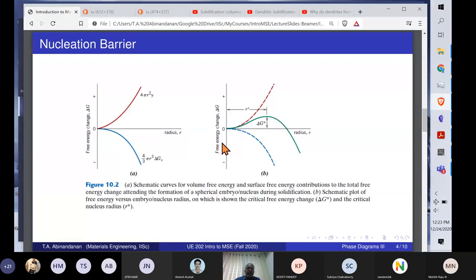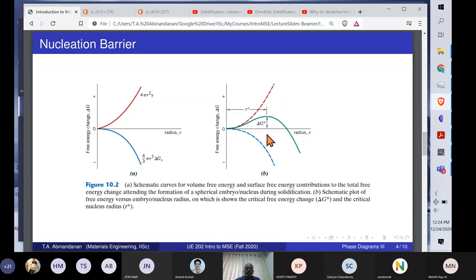And therefore, if you think in terms of the overall free energy change due to the formation of this small cluster, small clump of solid, the free energy has to go up first before it starts to decline. So one worries about this critical size at which this free energy reaches its maximum, and the maximum value of the free energy is designated using the symbol delta G star, and of course the size itself is designated using r star.